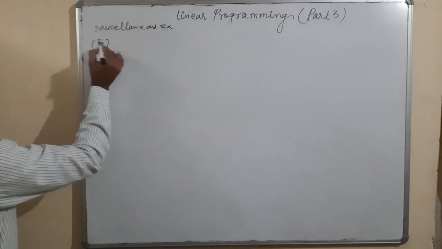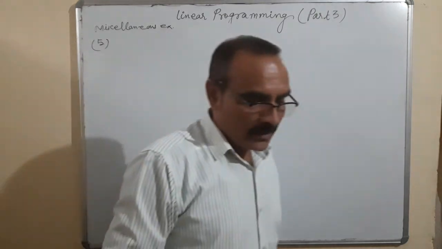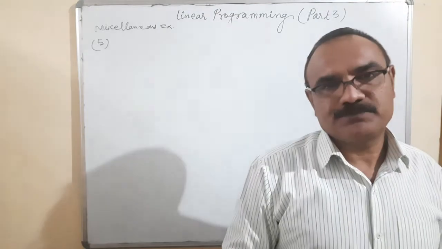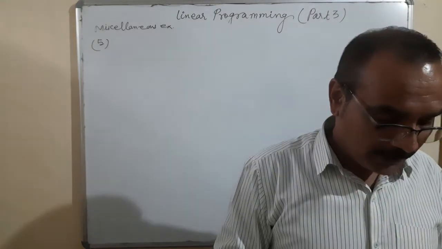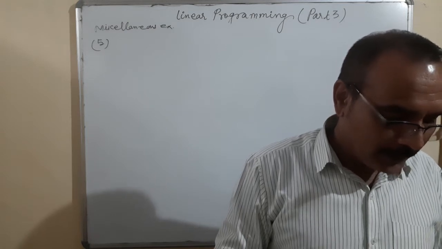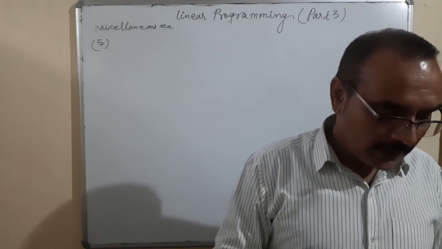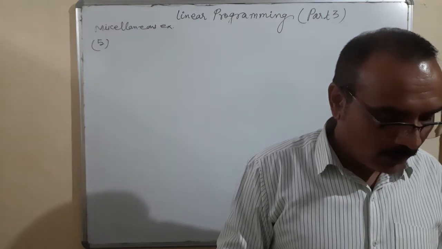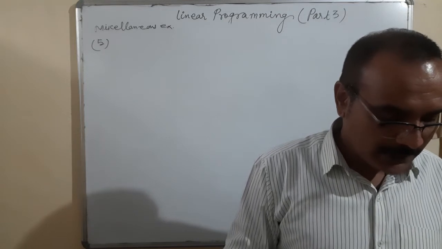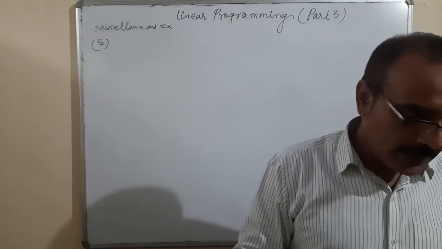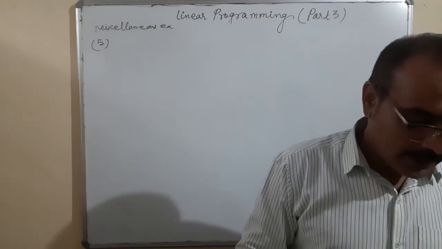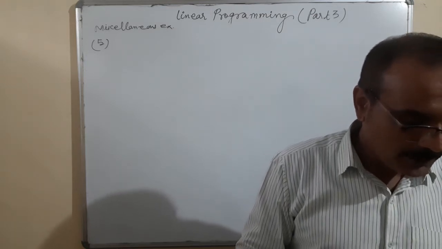Question number 5. An aeroplane can carry a maximum of 200 passengers. Okay, this is the capacity of the aeroplane. A profit of rupees 1000 is made on each executive class ticket, and a profit of rupees 600 is made on each economy class ticket. The airline reserves at least 20 seats for the executive class. However, at least 4 times as many passengers prefer to travel by economy class than by the executive class. Determine how many tickets of each type must be sold.